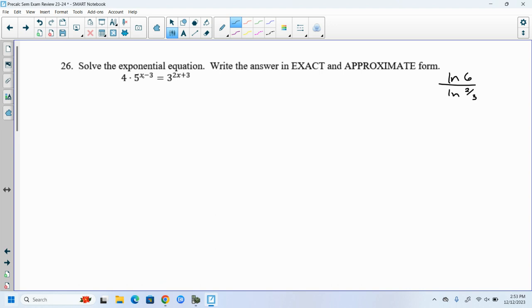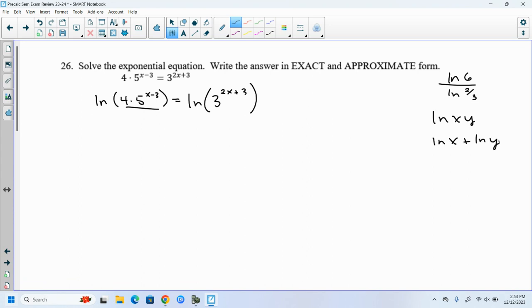All right, but 4 times 5 to the x minus 3 equals 3 to the 2x plus 3. This 4, I cannot divide. It doesn't do me any good. It's just by itself. So I need to take the natural log of both sides. So that equals the natural log of 3 to the 2x plus 3. Now, we are taking the natural log of a product, which means just like natural log of xy, you can write as natural log of x plus natural log of y.